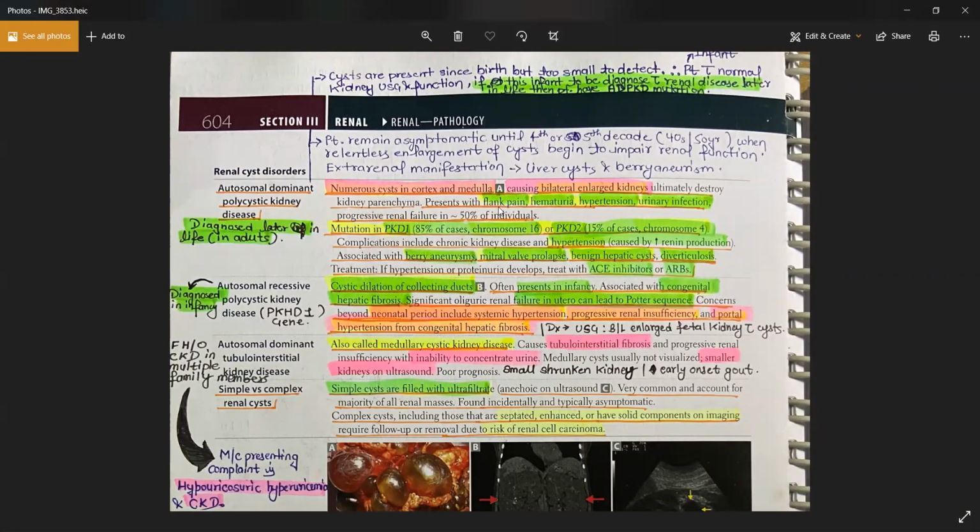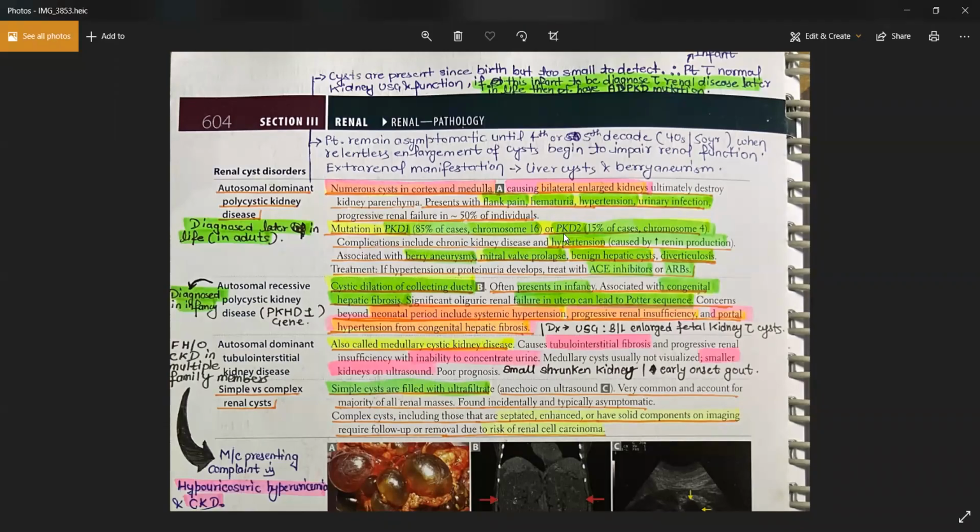Flank pain will be there because of the mass in the kidney, because of course the cysts are a mass. Hematuria will happen because of kidney dysfunction. Hypertension will happen. Fluid overload and edema will happen. It will also predispose the patient to urinary infections. Mutations in the PKD1 gene, polycystic kidney disease 1, you don't need to remember the chromosome. PKD2 can also cause it.